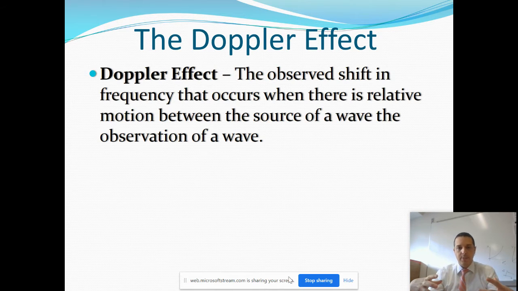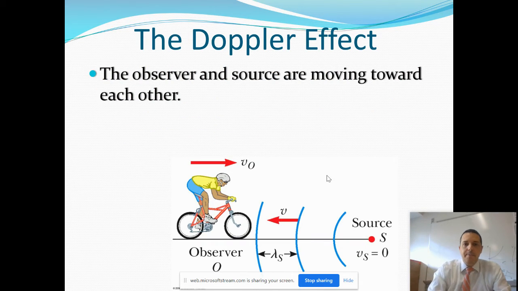If there's some motion between where the wave is being generated and where the wave is being observed, there's going to be some shift in the frequency that is observed. And this shift is referred to as the Doppler effect. Let's talk about the two real scenarios here.